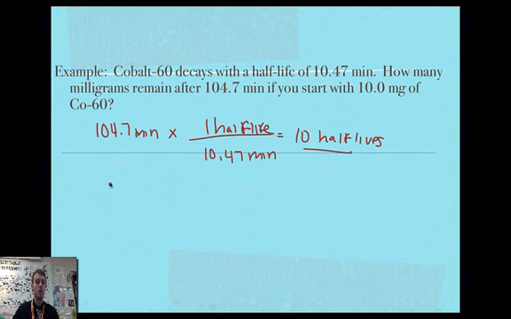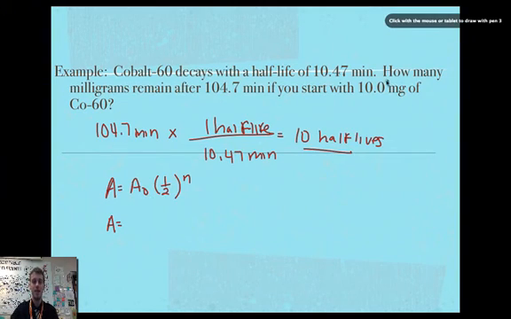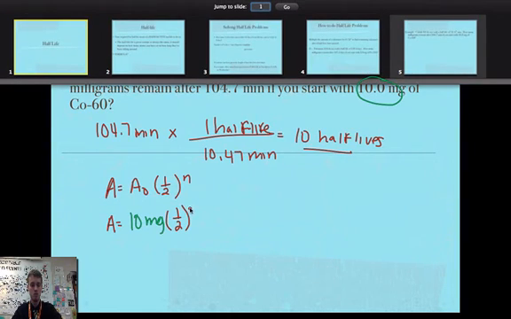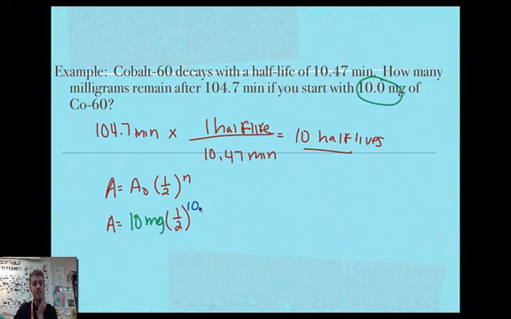Okay, so now I've got to plug everything into my formula. We know that A sub O, or my initial amount, is 10 milligrams. So that's going to be 10 milligrams, and we already have the value of 1/2 here. And 1/2 to the 10 half-lives.